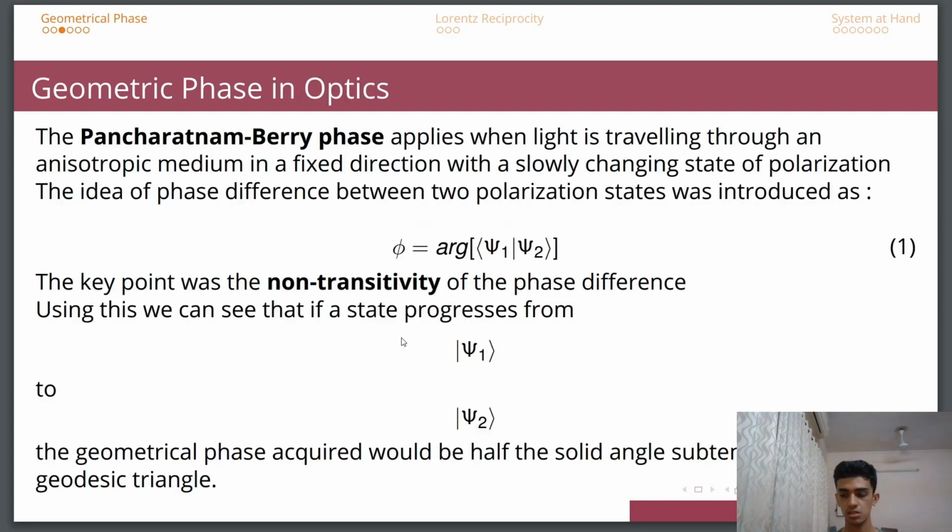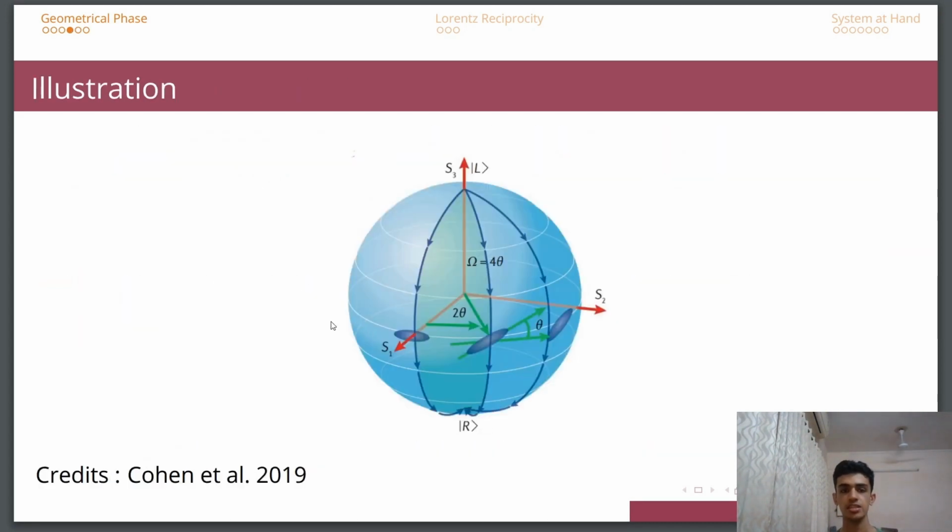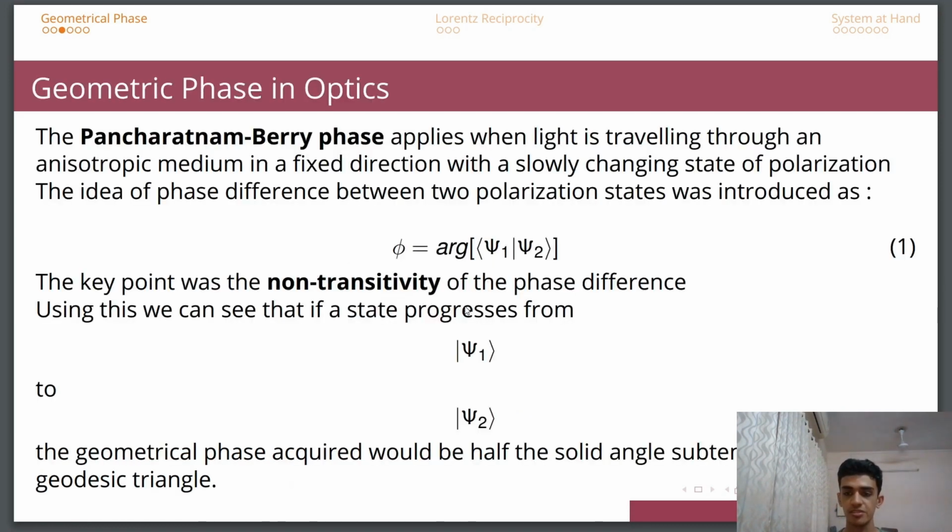So moving on. Yes, so we can see clearly, credits go to Cohen et al. They wrote a very nice paper discussing geometrical phases. So we can see clearly that when we project it onto the circle, the solid angle is 4 theta, but the phase acquired just by the polarization vector is 2 theta. So this is essentially why we were saying that the geometrical phase would be half the solid angle subtended by the geodesic triangle. Hope it's clear.